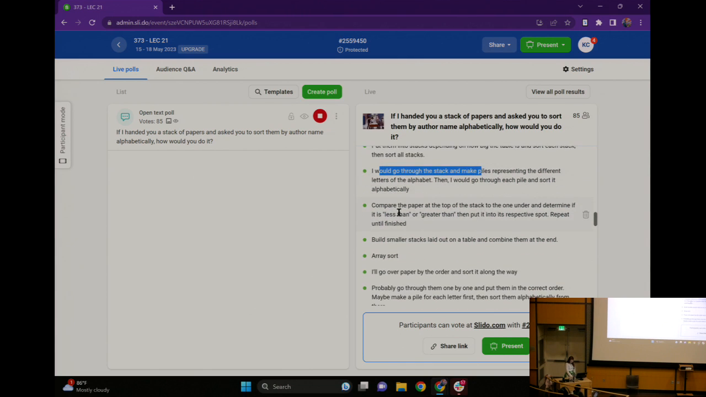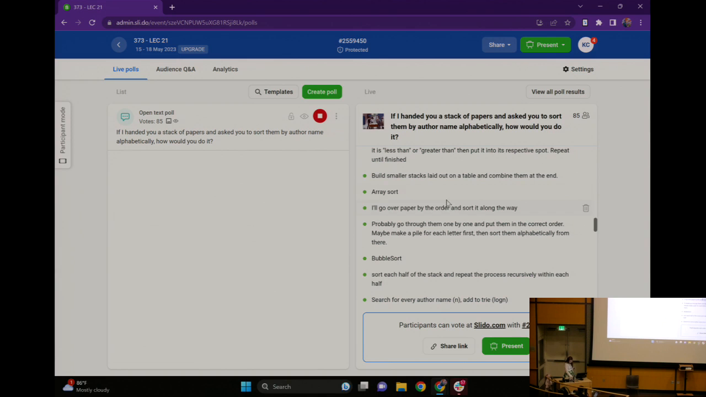Make piles. Compare the paper at the top of the stack to the one under it and determine if it's less than, and then put them into the respective spot. Repeat until finished. Does anybody happen to know the name of that sort? That one's selection sort. That's the one that I thought most people would do naturally, that you didn't even know is called selection sort. If you're holding the papers and you look at the first two and put them in relative sorted order to each other, and then you look at the third one and put it in relative sorted order to the first two, then you look at the fourth one, and so you have this sorted stack versus unsorted. And you can kind of do it all in your hands that way.